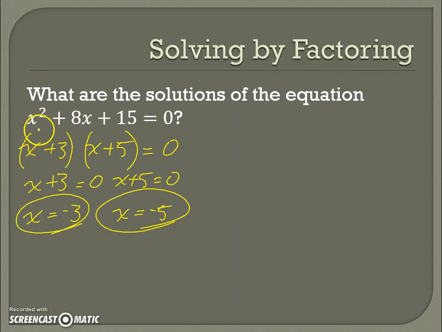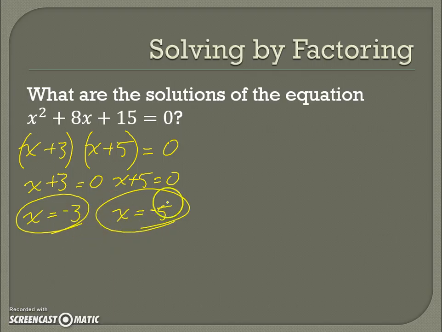We could try this real quick. So negative 3 squared is 9. 9 plus negative 24 is negative 15. Negative 15 plus 15 is 0. Or we could try negative 5. So that's 25 plus negative 40. So negative 40 plus 25 is negative 15, plus 15 equals 0. So I encourage you to check those just to make sure that you're right.